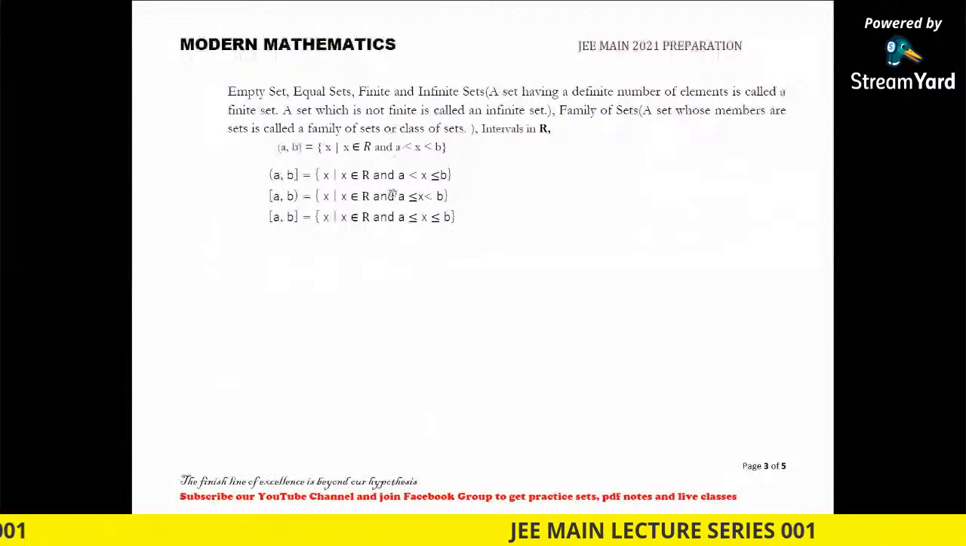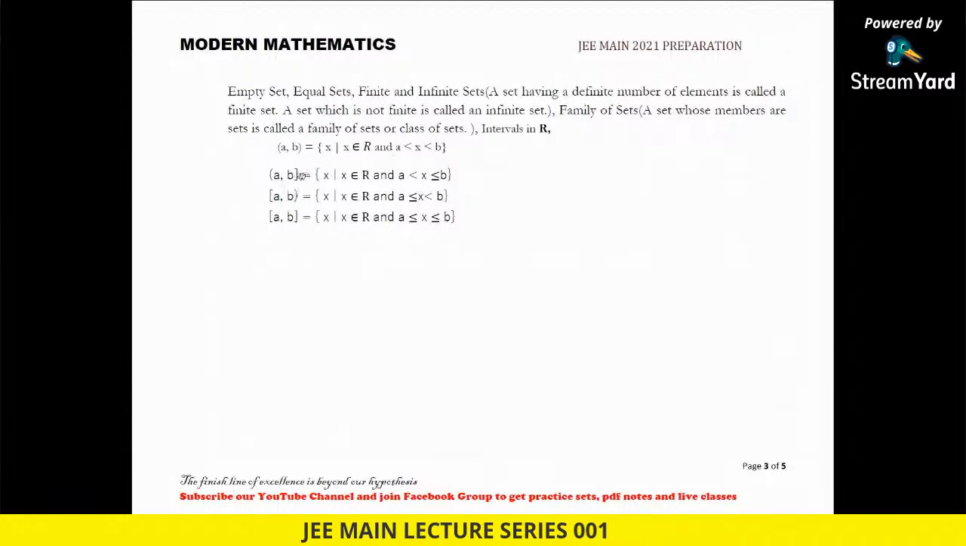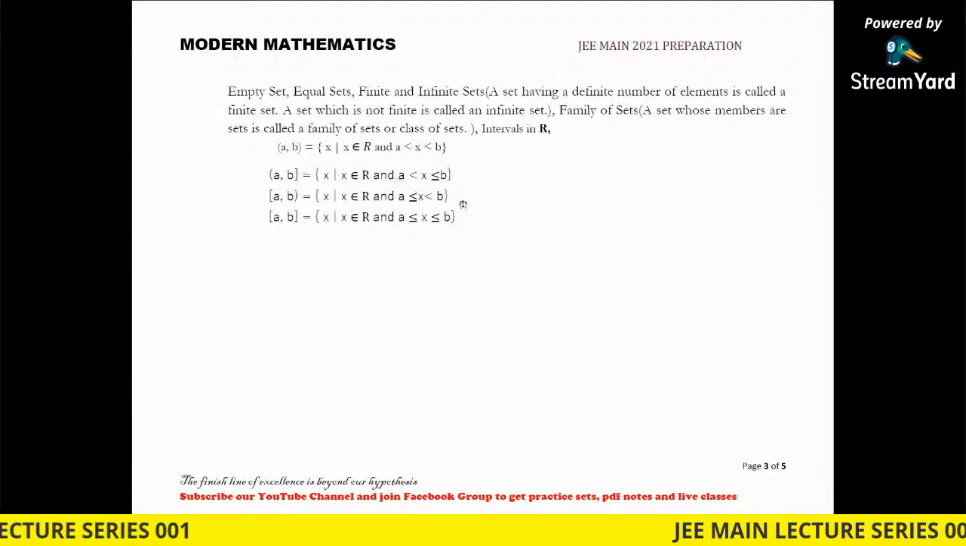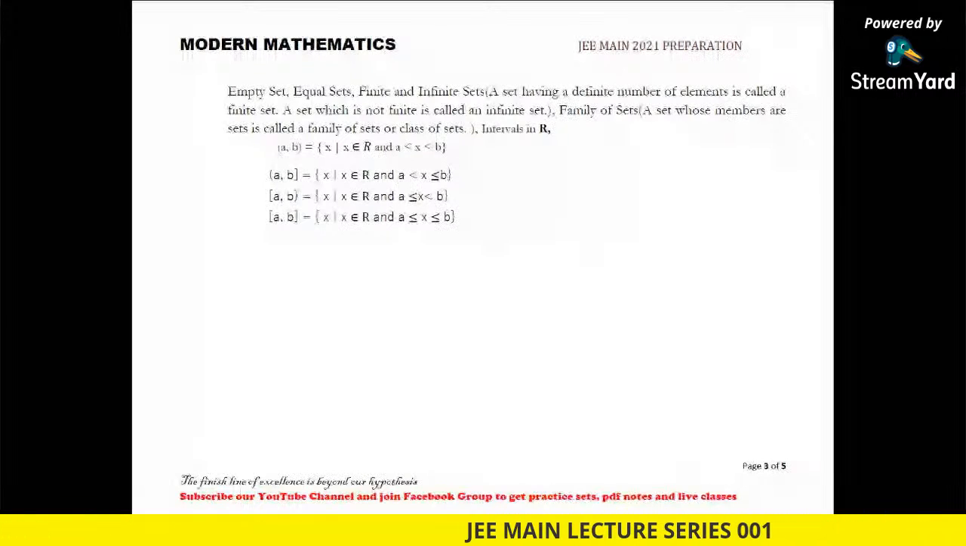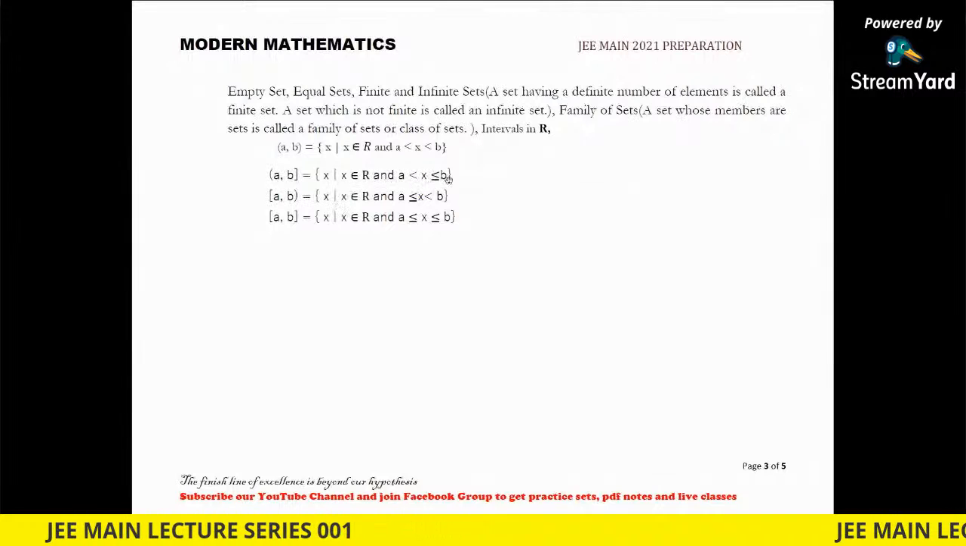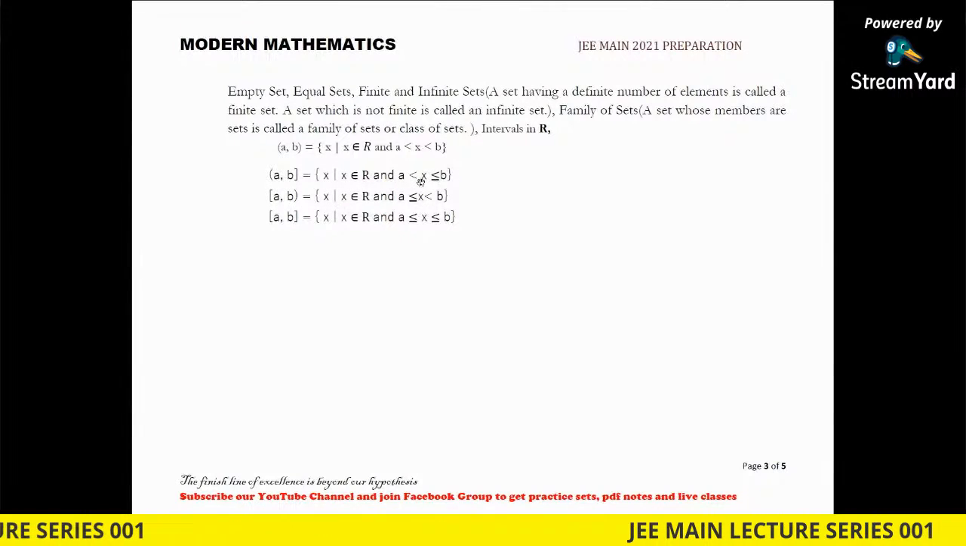This is called the open interval. And second, A is open but B is closed. Here this set is also containing the elements which are between A and B, but here x assumes B but doesn't assume A.